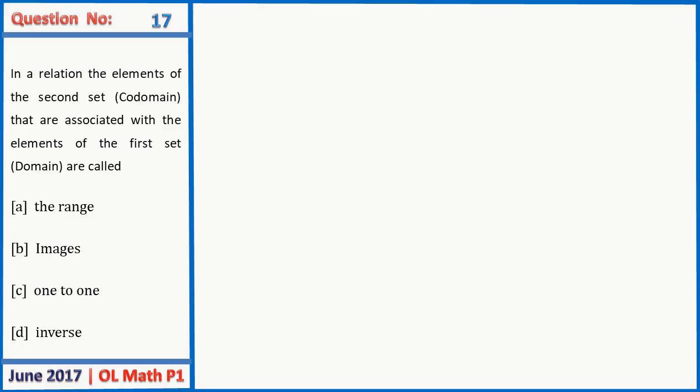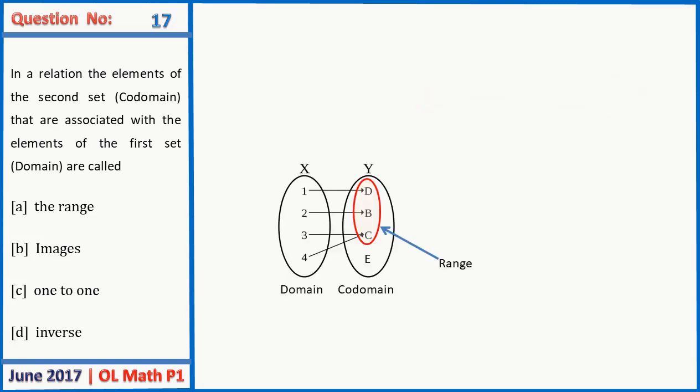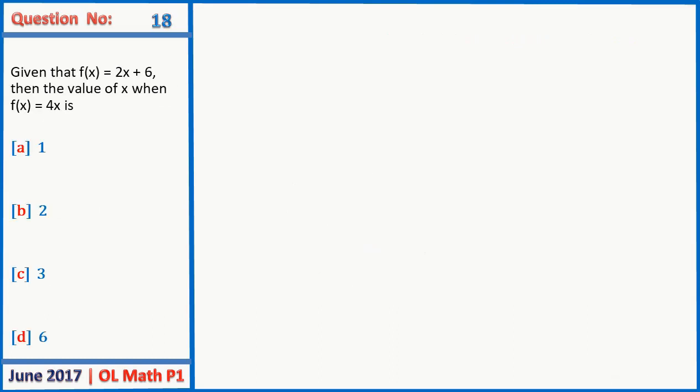Then question number 17. In a relation, the elements of the second set, the codomain, are associated with the elements of the first set, the domain. The elements of the codomain associated with those of the domain are called images, as you can see. So the image of 1 is D, image of 2 is B, image of 3 is C. So D, B, and C are all images. E is not an image because no element is associated to it. So the answer here is images. Key B.